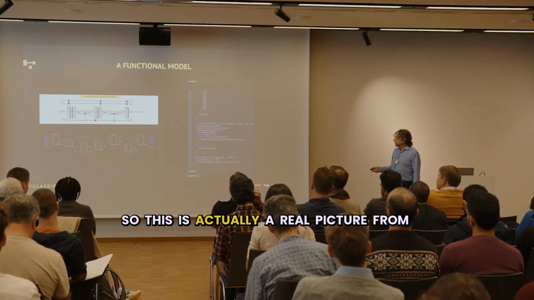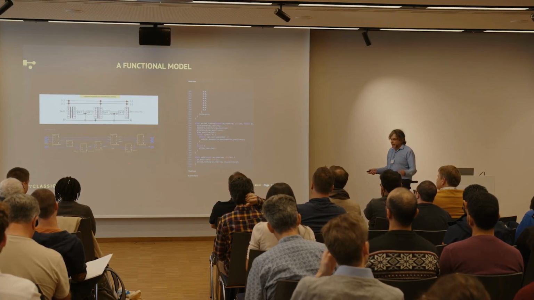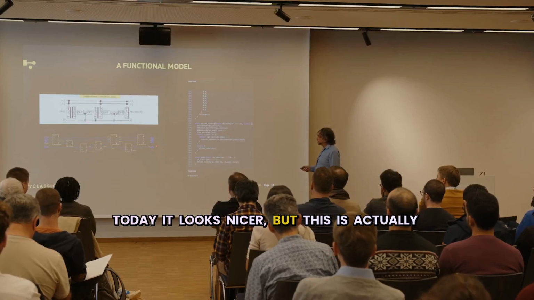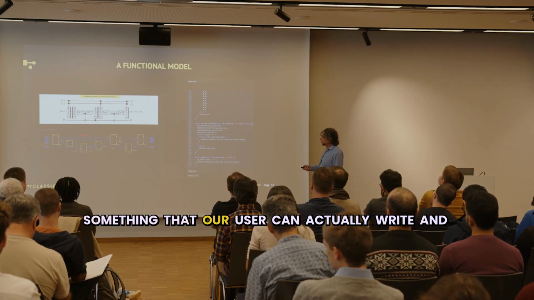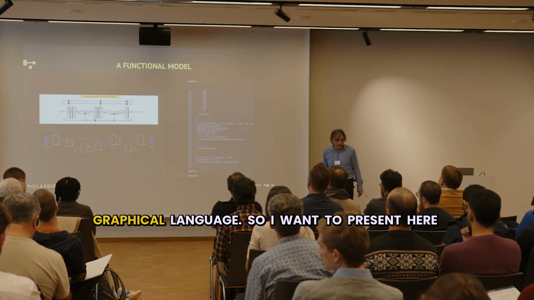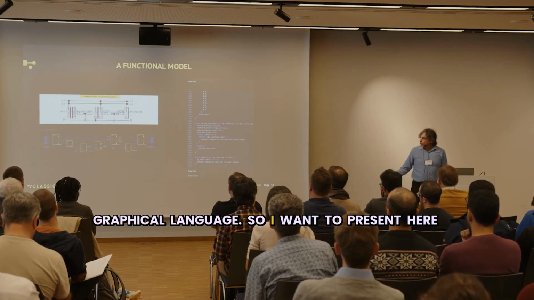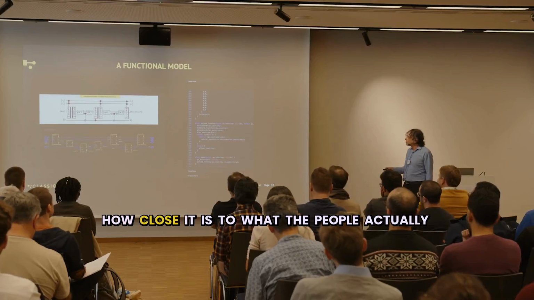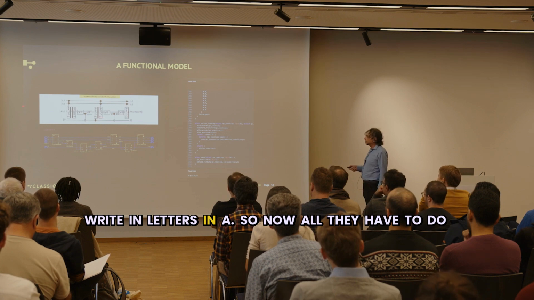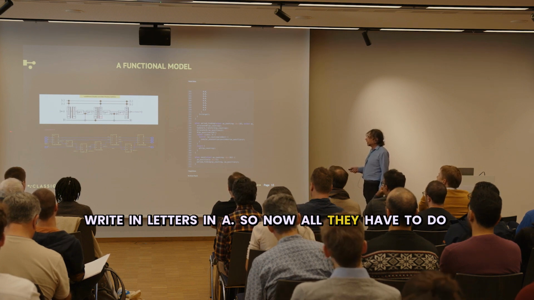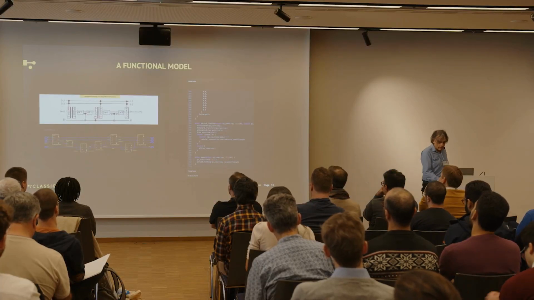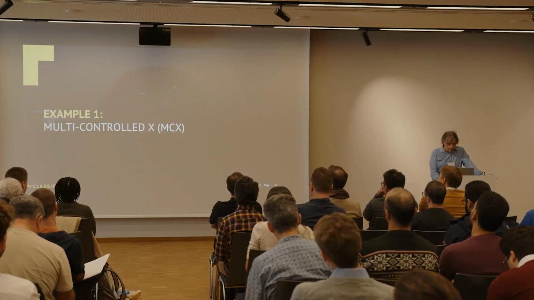So this is actually a real picture from a previous version of the classic platform. Today it looks nicer, but this is actually something that our user can actually write, and the automation will understand this graphical language. So I want to present here how close it is to what the people actually write in LaTeX in a paper. So now all they have to do is actually write it graphically for the automation to understand.